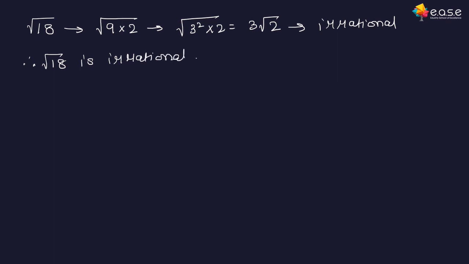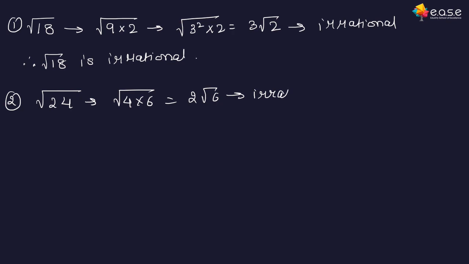Like that, alright, if we take say root 24, then what is root 24? Root 24 can be written as 4 times 6. That means there's going to be 2 root 6. 2 root 6 is irrational. So that means, can we say that root 24 itself is irrational? So the numbers which will have these root signs in between, we can call such kind of numbers irrational numbers, correct?